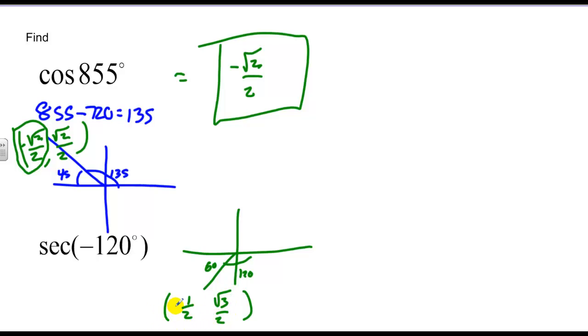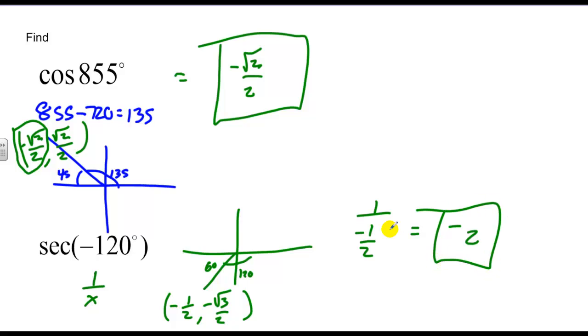Since I'm in the third quadrant, we're both negative once again, and I'm looking for the secant value. Secant is the reciprocal of cosine, and cosine is x, so this is just 1 over the x value. In this case, I have 1 over an x value of negative 1/2. Multiply by the reciprocal here, I end up with negative 2, and that's my secant value.